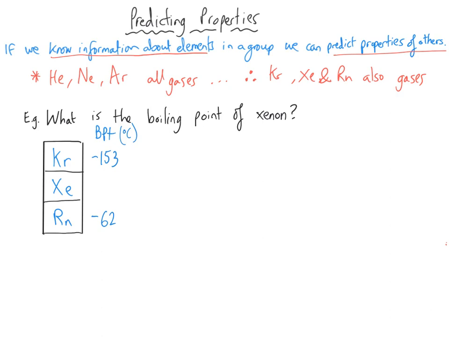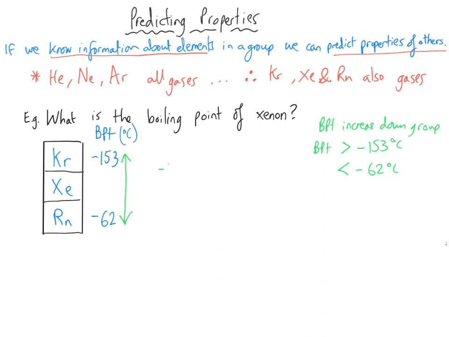And the first thing that we need to note is that the boiling point increases as we go down the group. And so without too much thought, we know that the boiling point must therefore be bigger than minus 153 degrees C, but also smaller than minus 62 degrees C. We can do better than that. What I would recommend in a situation like this is to work out what the difference is between these two and halve it. Or, perhaps even easier, just find out what the average is.